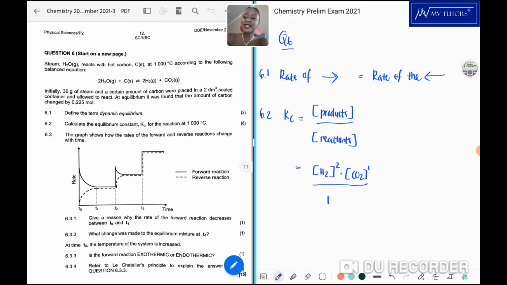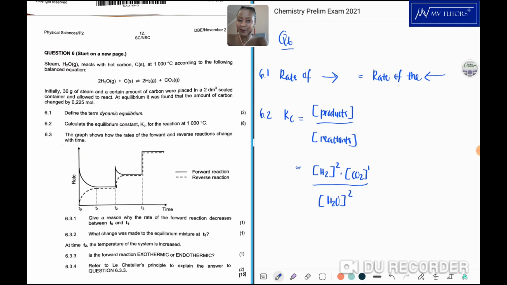And then we have the steam. Remember, when it comes to calculating the equilibrium constant, you do not involve solids and liquids, only gases and aqueous solutions. So please do not make that error of adding solids as well as gases. In this case, carbon as a solid is not included in the equilibrium constant equation. So basically we need to get the concentration of hydrogen, carbon dioxide, and steam.